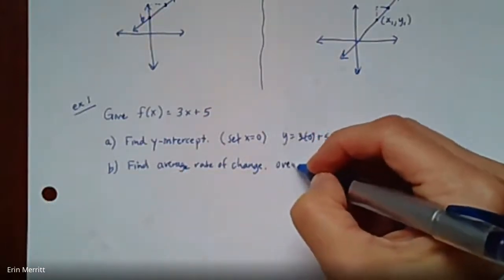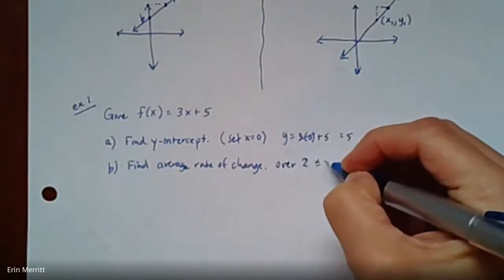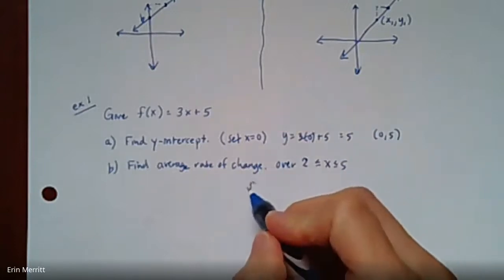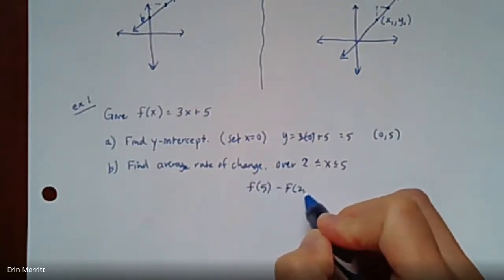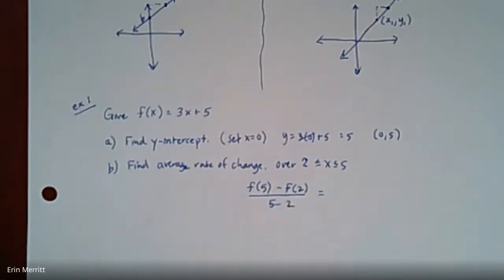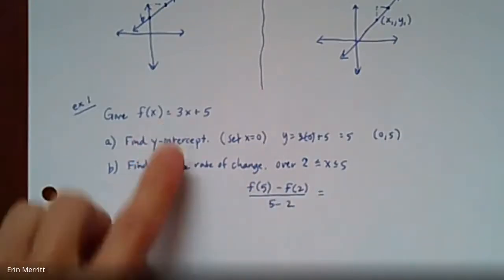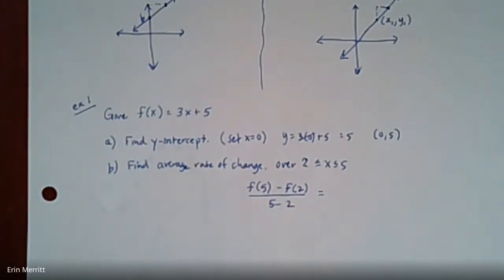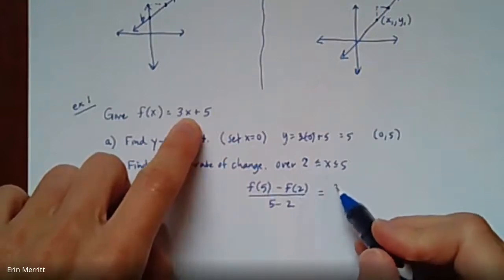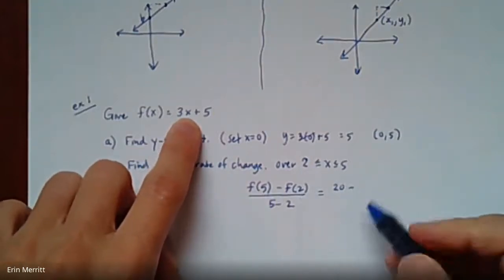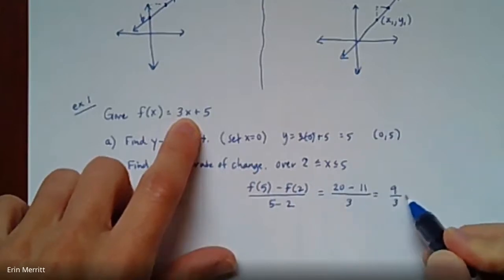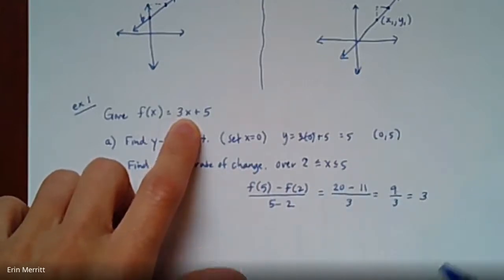So if I said over 2 is less than or equal to x, less than or equal to 5, just as a reminder, you would do f of 5 minus f of 2 all over 5 minus 2. But what you should know right now, because that's a linear function, it's going to come out equivalent to the slope. Right? And if you actually look, f of 5, if we plug 5 in here, that would be 20. If we plug a 2 in here, that would be 11. And then we would end up with 9 over 3 or 3, which matches the slope right there.